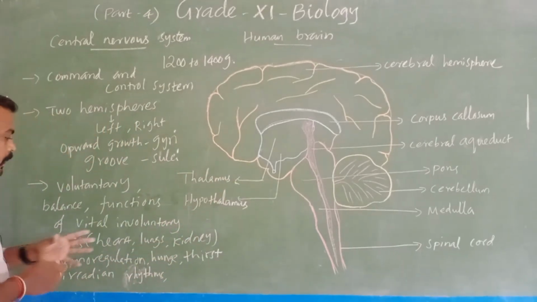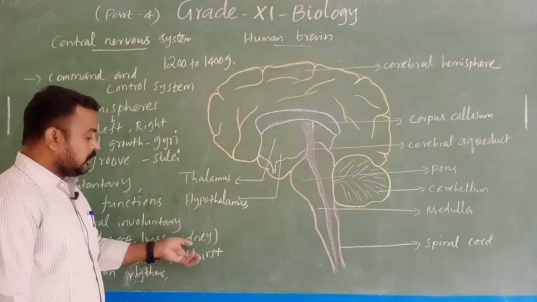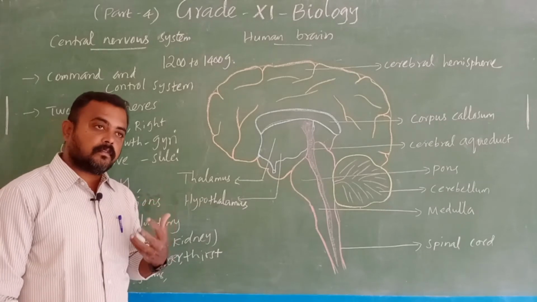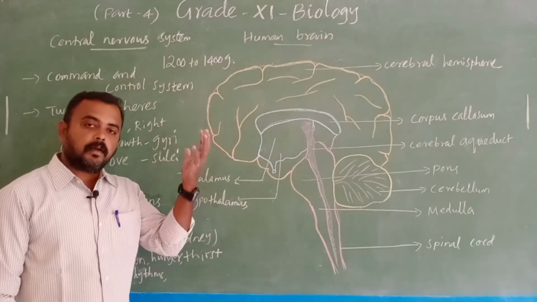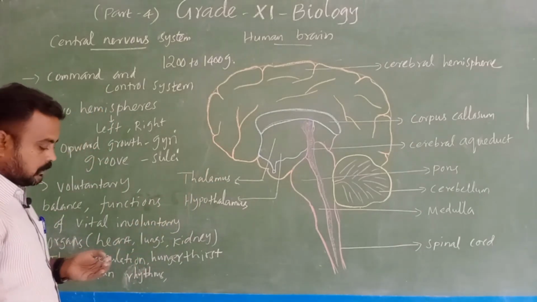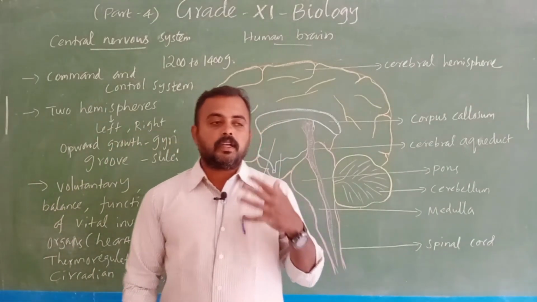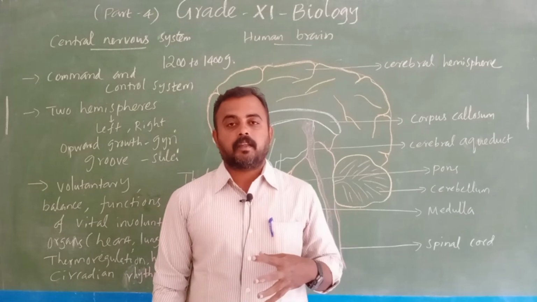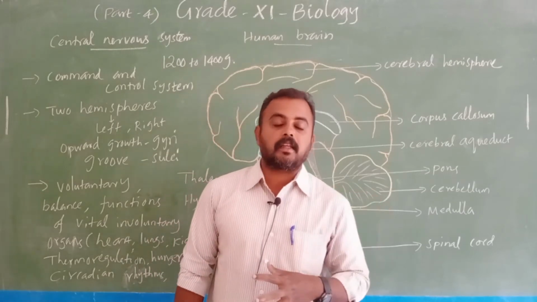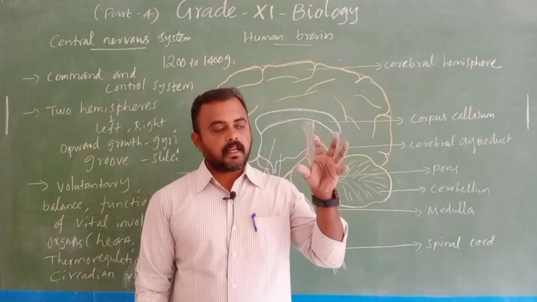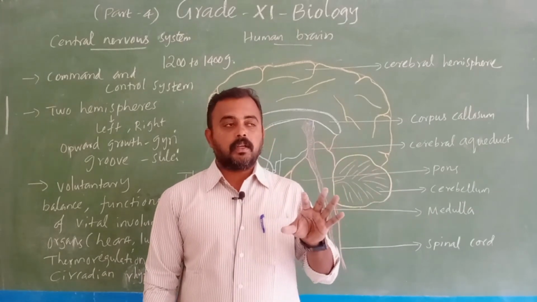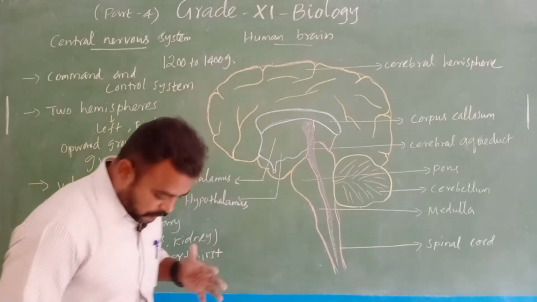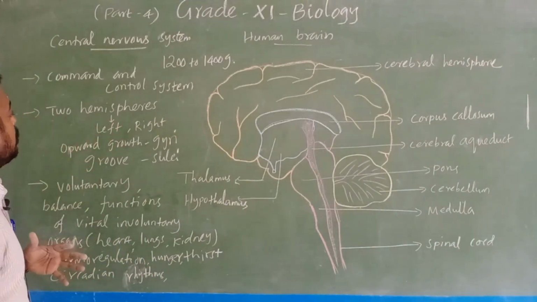Then hunger and thirst. When we have hunger or thirst, it is maintained by our brain. The next, circadian rhythms. That means cycling processes. In our body, within 24 hours, we have cycling processes. One example is sleep and wake: we go to sleep at night, and daily it happens within 24 hours. That is circadian rhythms. It is also controlled by the brain.